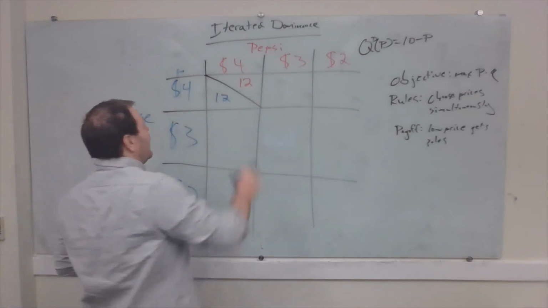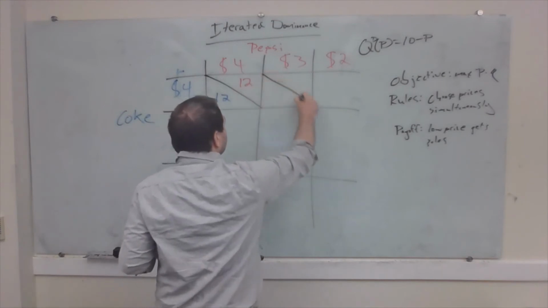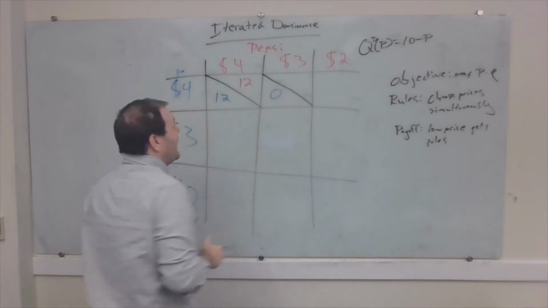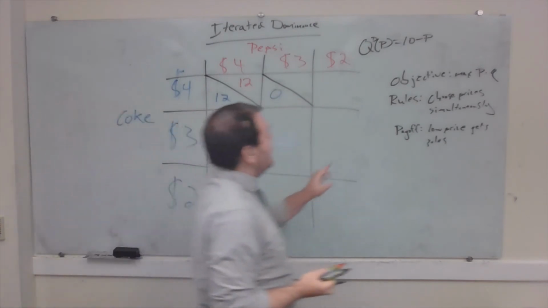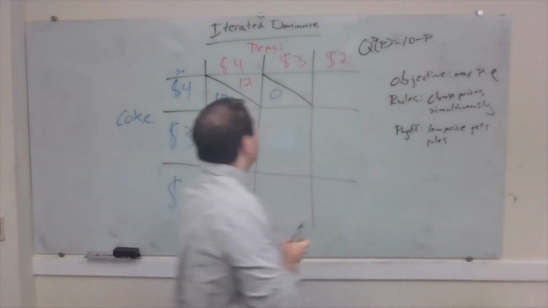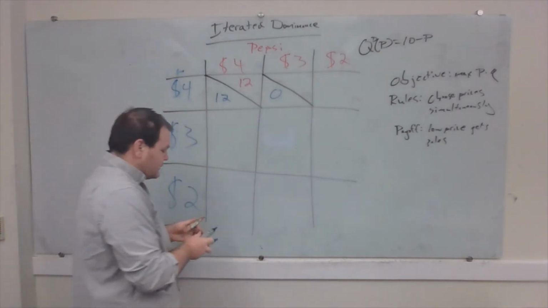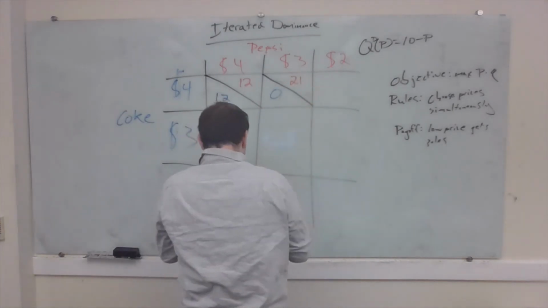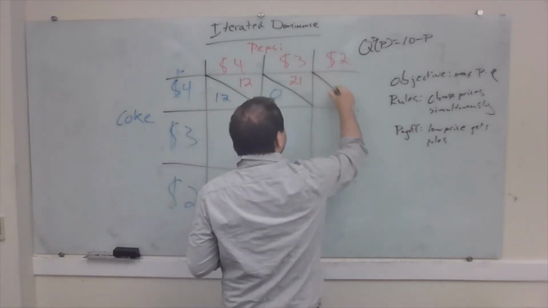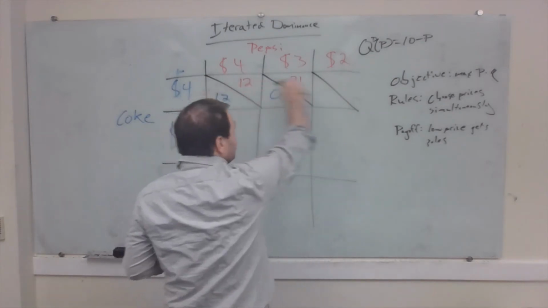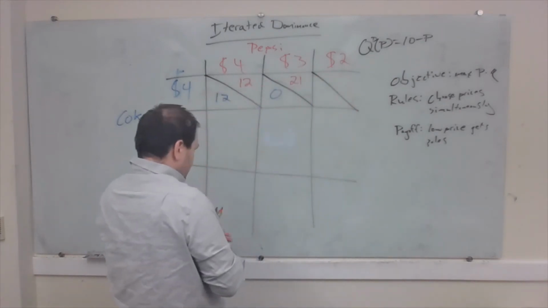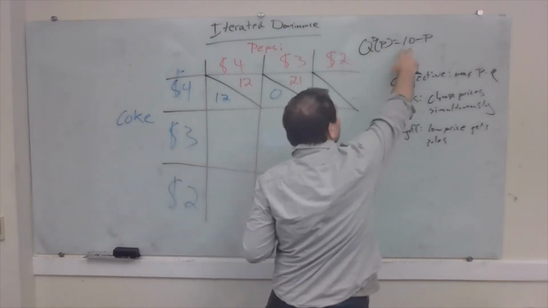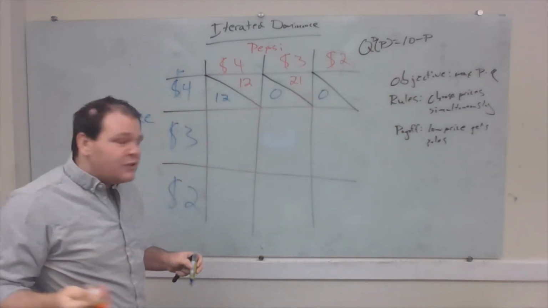However, if Coke was charging $4 and Pepsi charged $3, Coke's not going to get anything, because they're going to be the high price. Pepsi's going to get 10 minus 3, which is 7 sales at a price of $3, so they're going to get $21. And then, if Coke charges $4 and Pepsi charges $2, Coke's still going to get nothing. Pepsi's going to sell 8 cans of soda at $2 each, so it's going to get $16.